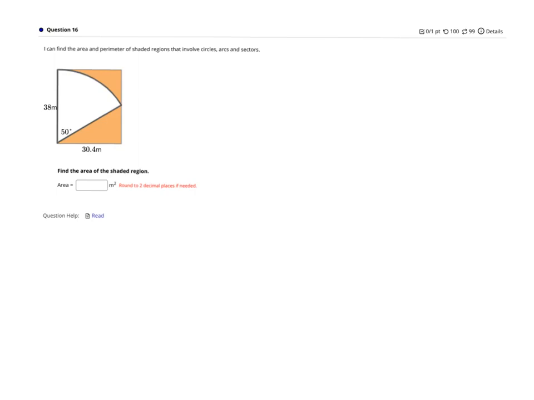And let's take a look at this question on the Unit 8 review. Directions are to find the area of the shaded region. To do that, I'm going to start off by finding the area of the rectangle. So to find the area of the rectangle, it's going to be base times height, which is 38 times 30.4.